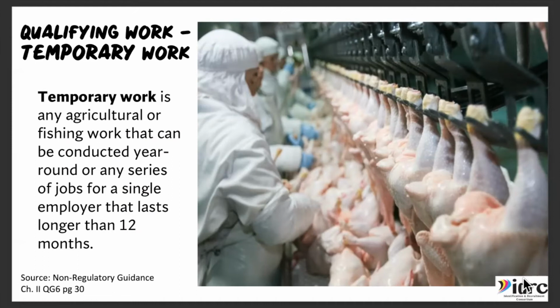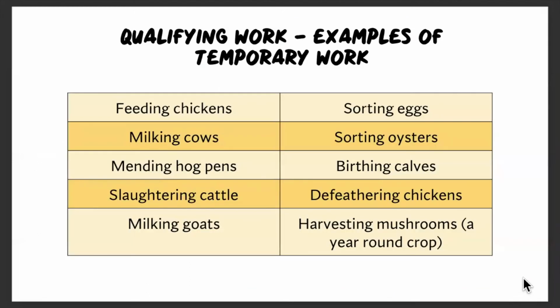Temporary work, as defined in the non-regulatory guidance in Chapter 2, Question G6 on page 30, is any agricultural fishing work that can be conducted year-round or any series of jobs for a single employer that lasts longer than 12 months. Some examples of temporary work include feeding chickens, milking cows, mending hog pens, slaughtering cattle, milking goats, sorting eggs, sorting oysters, birthing calves, defeathering chickens, or even harvesting mushrooms, since mushrooms are often a year-round crop. And so if somebody is engaged in harvesting mushrooms, the work must be considered temporary.